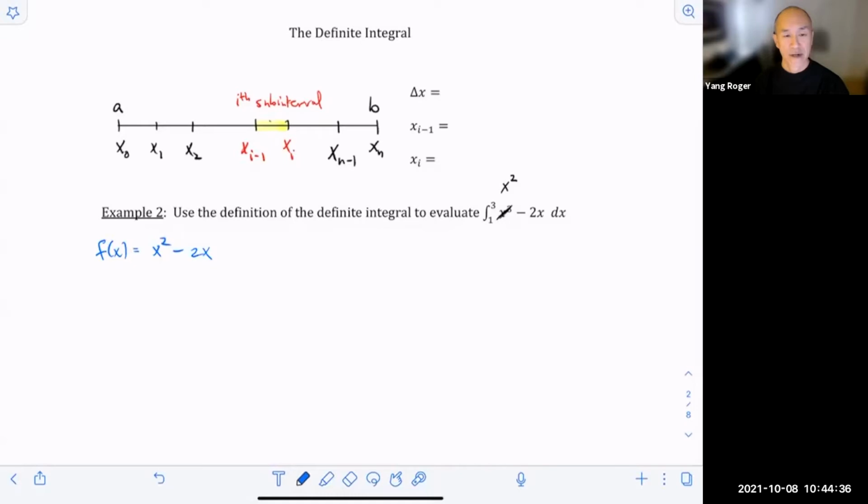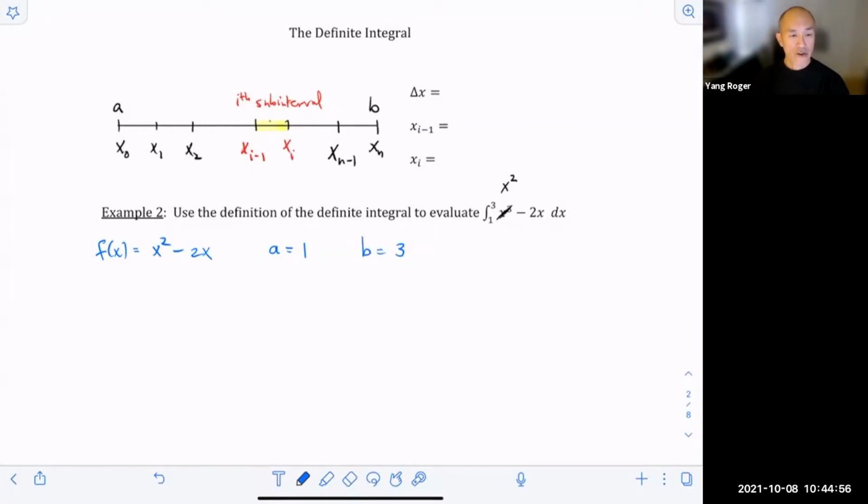Does that make sense to everybody? I also want to identify what my a is going to be, and the a should be the lower limit of integration. So that's going to be 1. And my b should be the upper limit of integration. So in this case, it's 3.